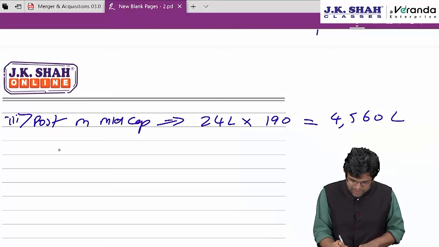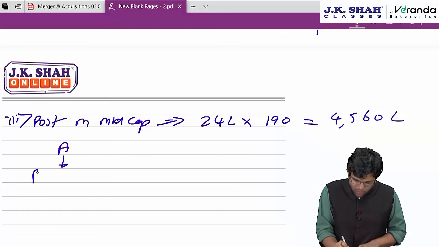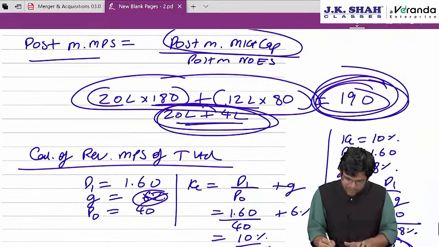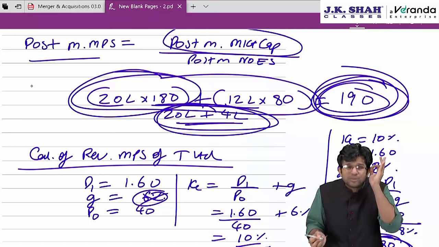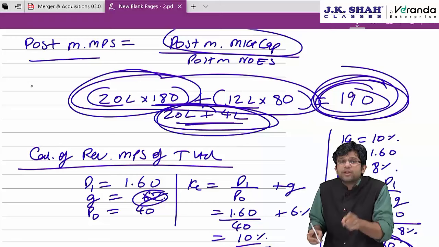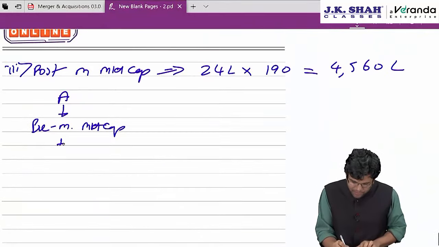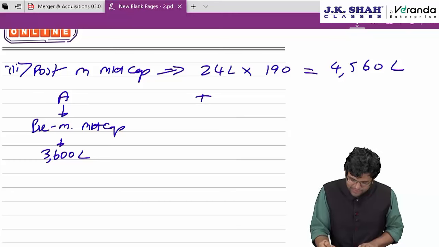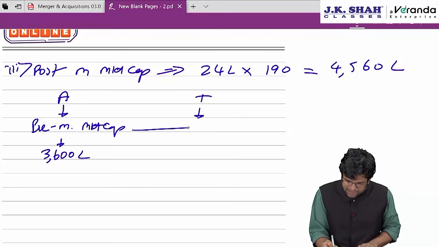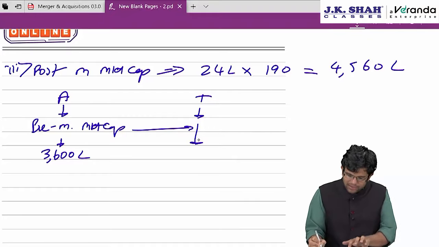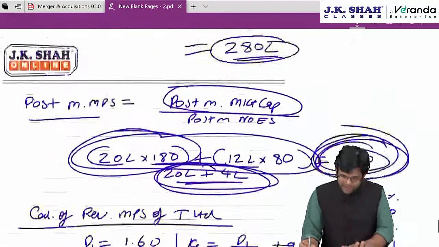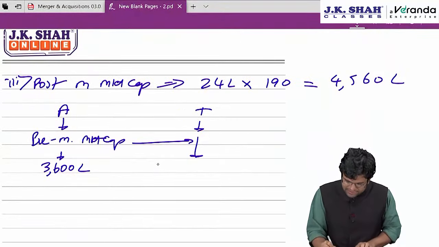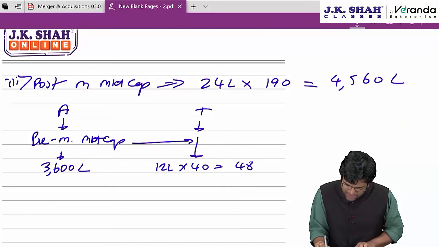Everybody following? Students, tell me, as far as the acquiring company is concerned, what was their pre-merger market cap? The pre-merger market cap of the acquiring company is nothing but 20 lakh shares into 180, that is 3,600 lakh. So 3,600 lakh is the pre-merger market cap of A Limited. I'll write down here 3,600 lakh. As far as Target Limited is concerned, their pre-merger market cap is what? We all know, so many times we have seen, it is 12 lakh into 40. Yes, I'll write down here 12 lakh into 40, that is nothing but 480 lakhs.